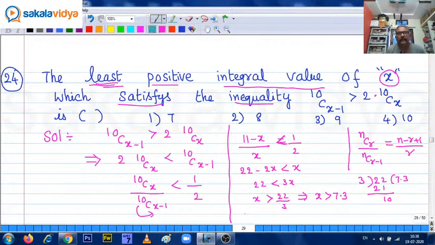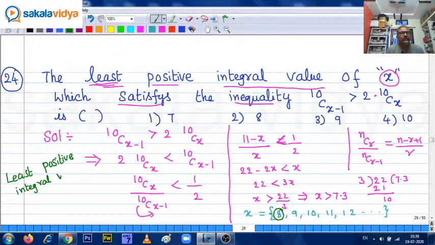So the set of positive integral values, the possible values are 8, 9, 10, 11, 12 and so on. Of all these, which will be the least value? Obviously 8 will be the least value. Therefore, the least positive integral value for x equals 8.